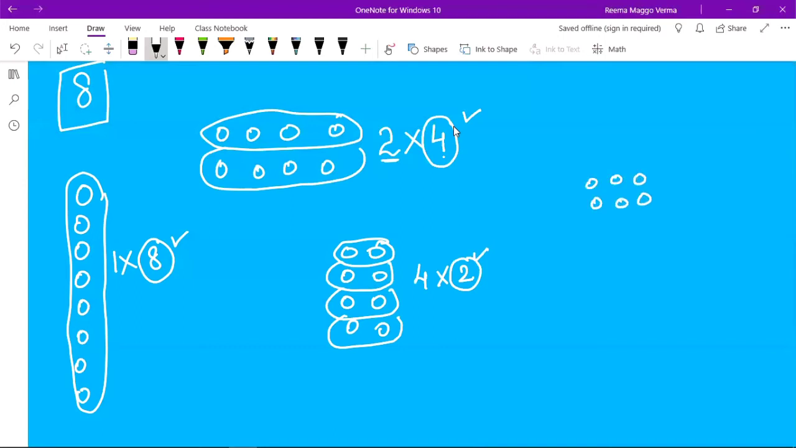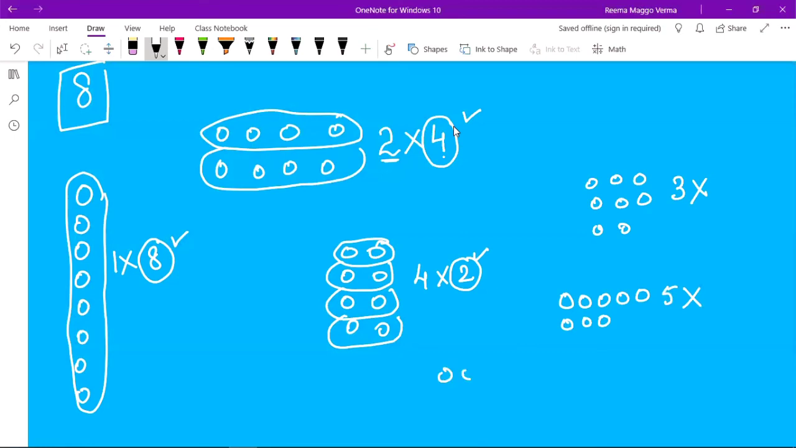Let's see another representation. Let's check whether 3 is a factor of 8 or not. No, we cannot divide it into equal groups of 3. So 3 is not a factor of 8. Let's see whether 5 is a factor of 8 or not. I have drawn one group of 5. No, it is not. We cannot use groups of 5 to make 8.